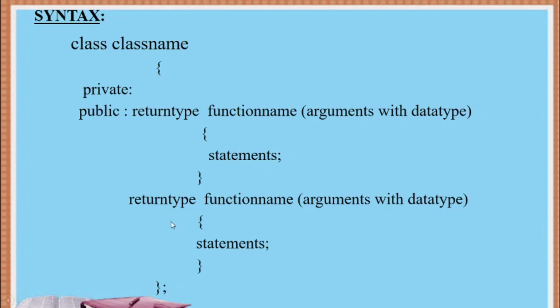Same way one more function we are defining: return type, function name, arguments with the data type, open flower bracket, statements, close the flower bracket, and close the class with the semicolon. So here you see this is one overloaded function, it is another overloaded function. Both the functions can have same name. That is the specialty of overloaded functions or the concept function overloading.